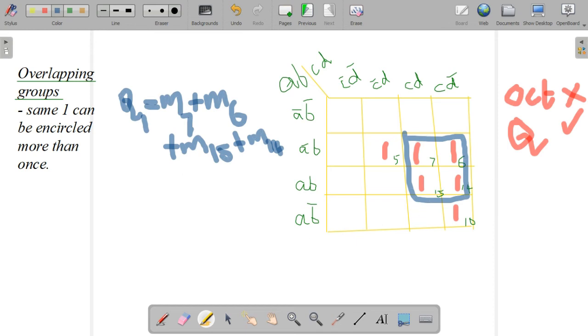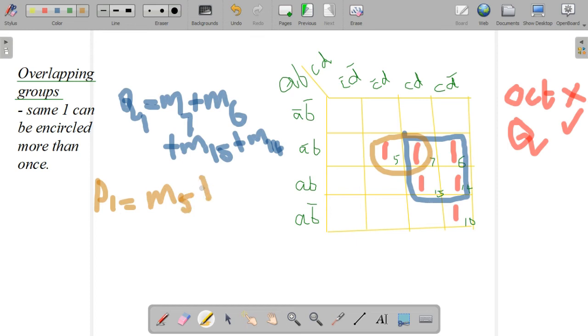Next we can make it as a pair. Two adjacent 1s means we can form it as a pair. Yes or no? Yes. So 2 ones. So I am marking like this. So here it comes as overlapped. This one, M7, is occupied by a pair as well as a quad.